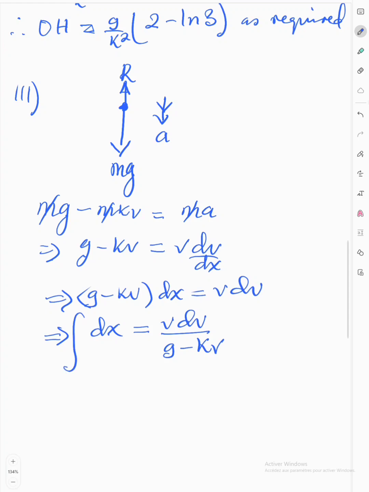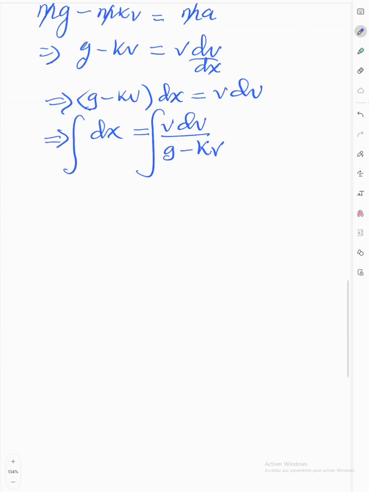And again, I have to integrate both sides. Now, in this case, again, I need to be careful in determining the limits of integration. Initially, the displacement again from the maximum height where the particle is starting the descent would be 0, and the initial velocity at that maximum height would be 0 momentarily before it starts the descent.